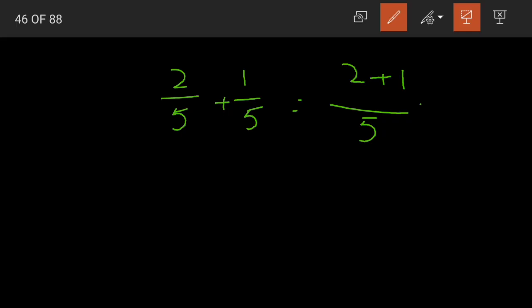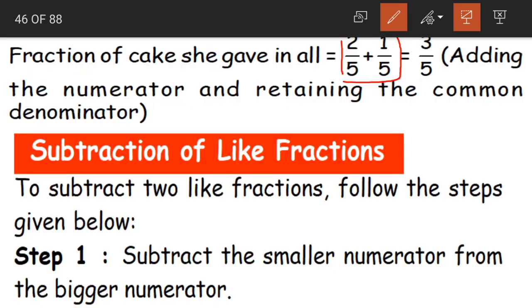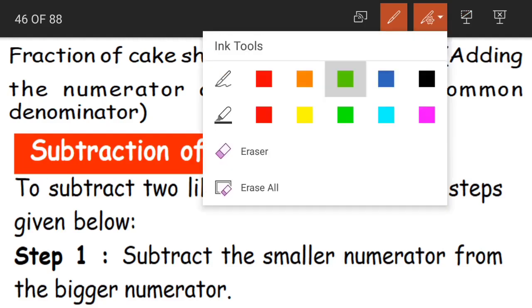We just keep the common denominator. 2 plus 1 is equal to 3 divided by 5. So Swati gave 3 by 5 of the cake to her brother and sister. I hope this is clear, children.